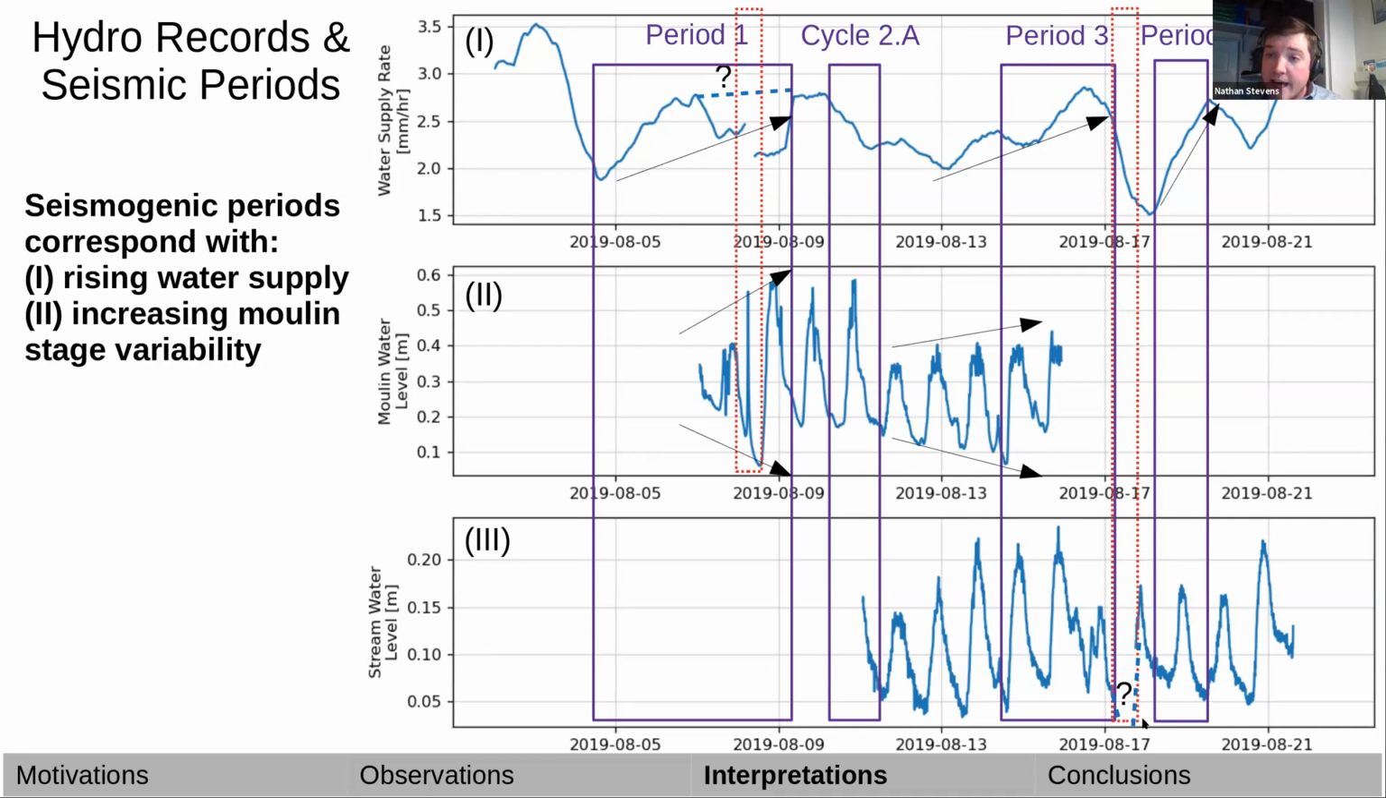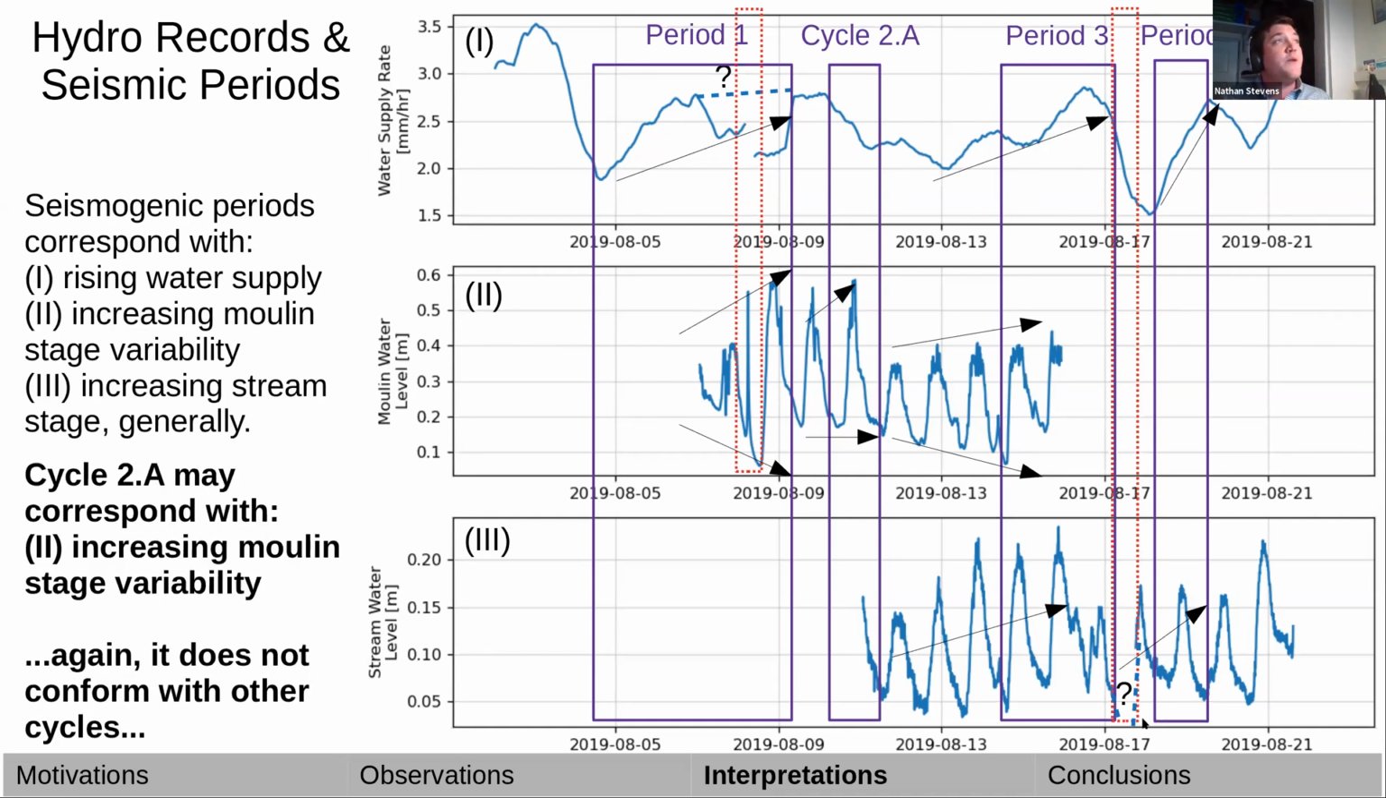We then look at the Moulin stage and we see that the variability, so the range of values within a given 24-hour cycle, is increasing through period 1 and progressing into period 3 when we have records. And finally, we look at the stream stage and we can see that progressing into period 3 and through period 4, we have an increase in stream stage. And so coming back to cycle 2A and its oddness, water supply is decreasing, and we don't have that same increase in Moulin stage variability. So again, it's a bit of an oddity.